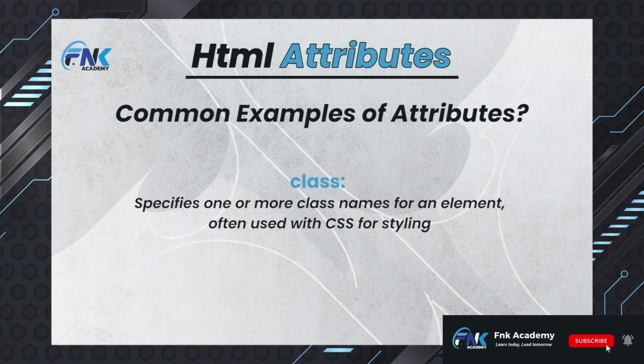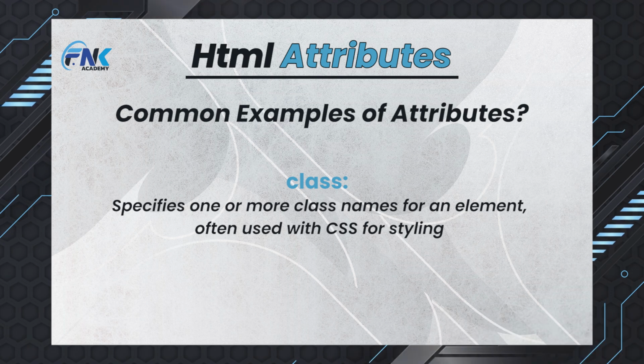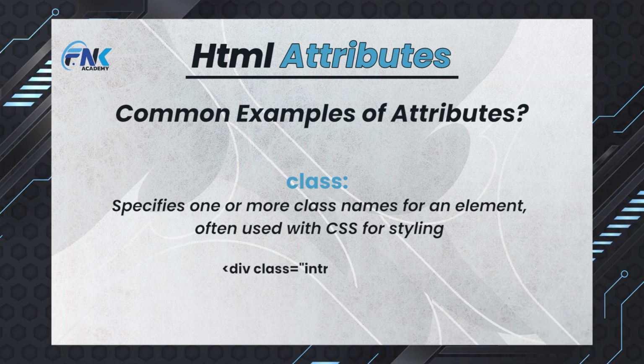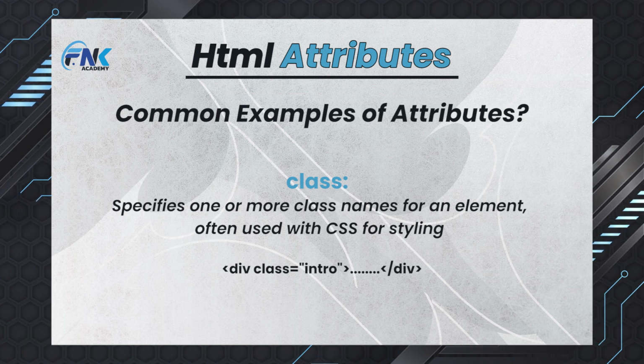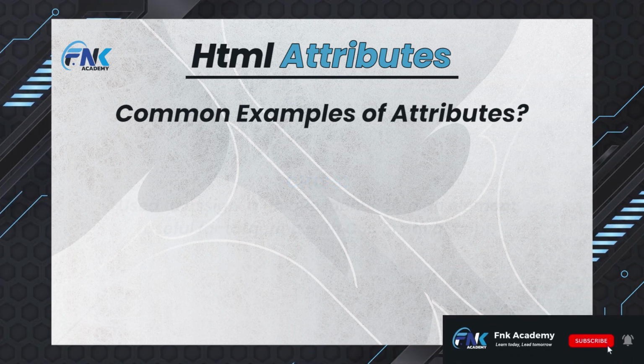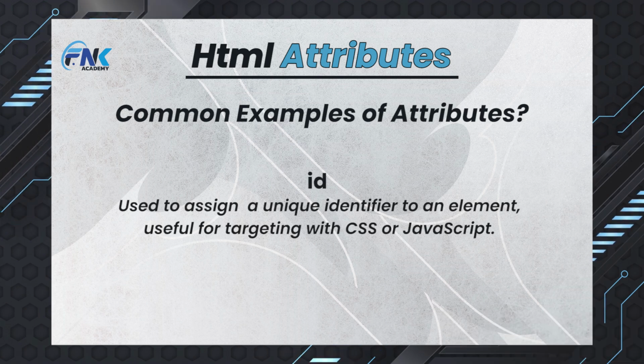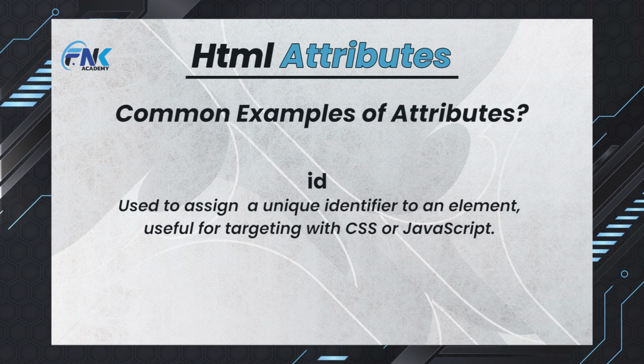Number 8. Class attribute. This is an attribute used to specify one or more class names for an element. It is mostly used with CSS for styling. The example below has the text intro as the class. And lastly, we have the ID attribute, which is used to assign a unique identifier to an element. It is useful for targeting with CSS and JavaScript.